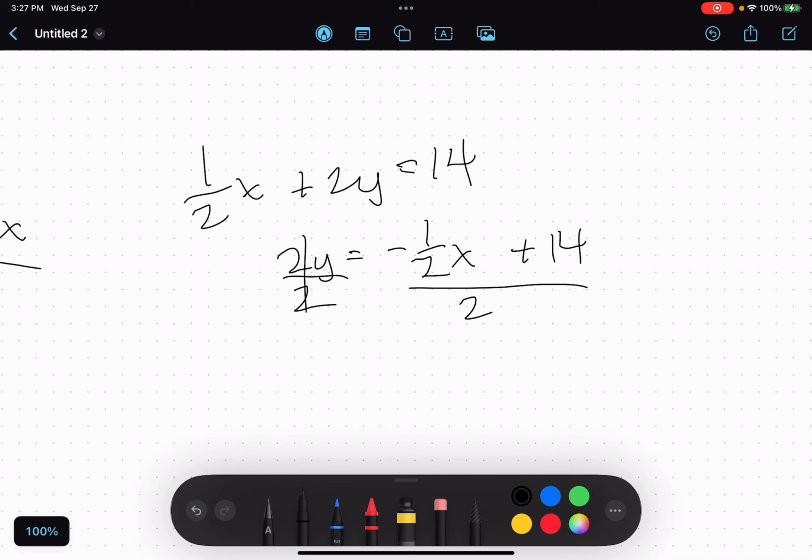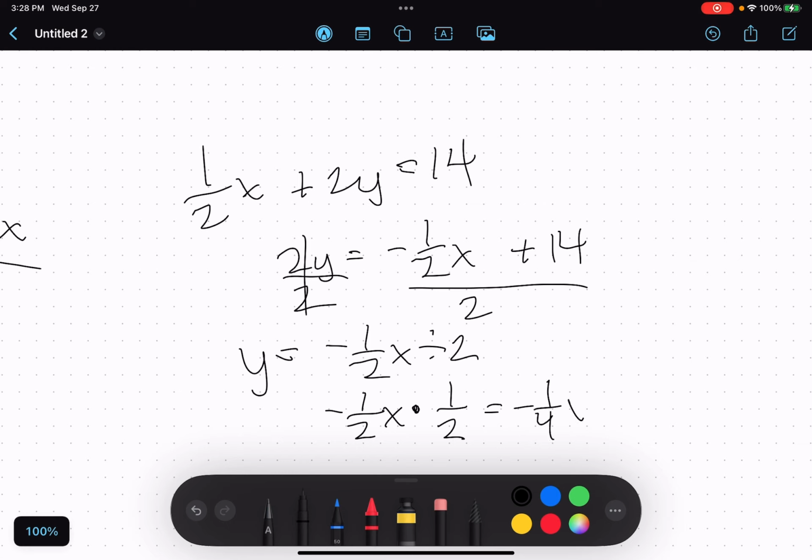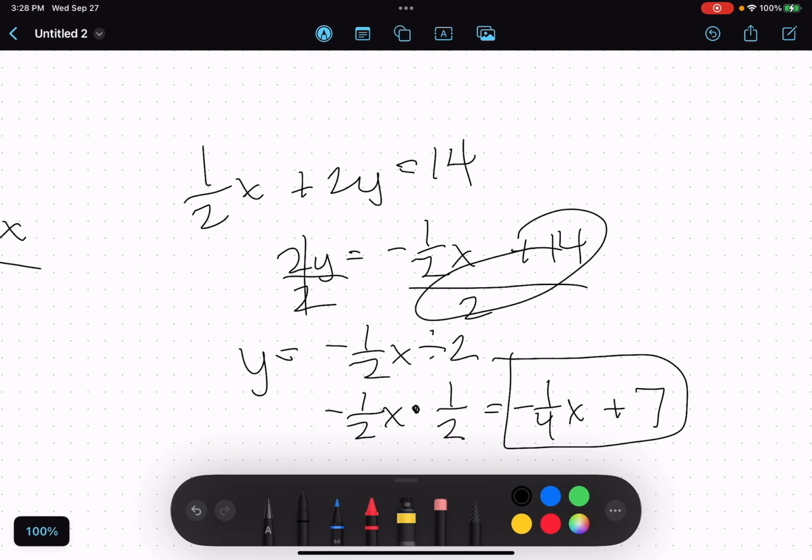So where I messed up here is y equals negative 1/2 x divided by 2 should look like this. Negative 1/2 x, multiply that by the reciprocal times 1 over 2. So what I did is I multiplied by 2, and that was incorrect because we're dividing by 2. So when you divide by 2, you multiply by the reciprocal, so times 1 over 2. And so that is going to give us negative 1/4 x plus 14 divided by 2 is 7. Okay, so now we have this new equation, and that's going to help us out a lot.